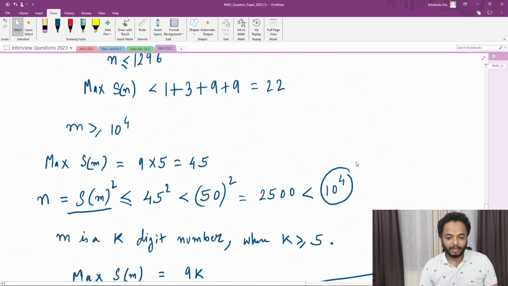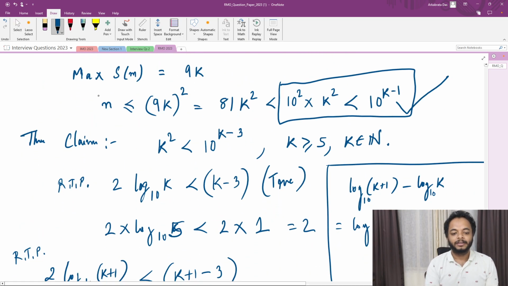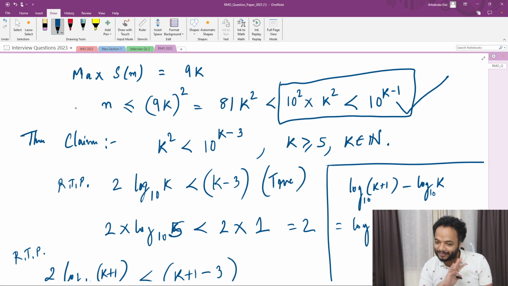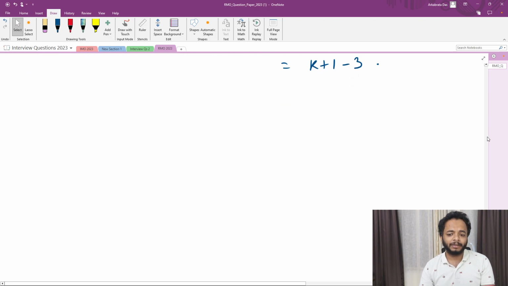So now, for k greater than or equal to 5, no solution. That means if m has 5 or more digits, no solution is possible. I proved it in a generalized way. Okay, and then coming to the main point, what's next? We proved that for 4 digits onwards there is no solution. So that means if a solution occurs, then it's in either 1 digit, 2 digits or 3 digits.